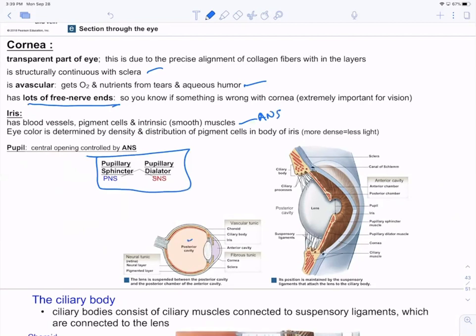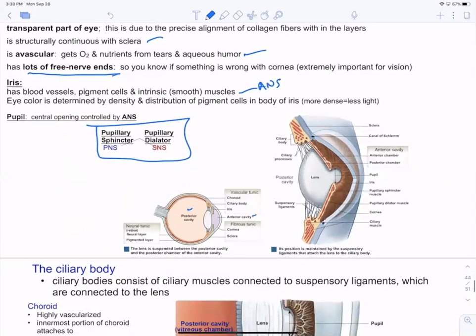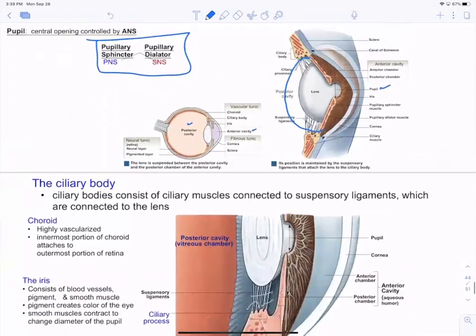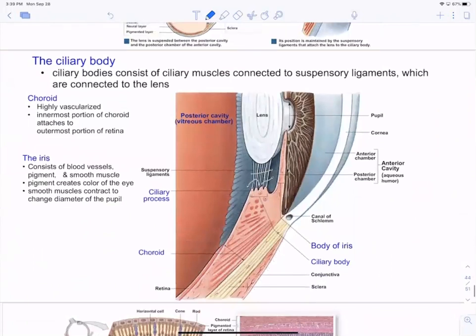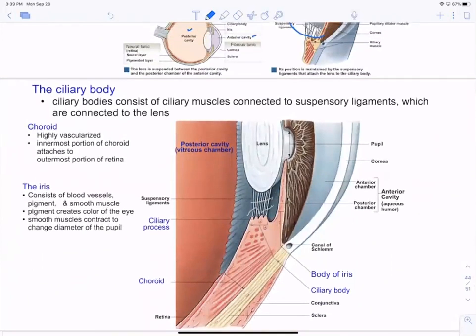Again, this kind of shows posterior and anterior cavity and the different parts there. And again, pupil. I want to bring up the fact that the ciliary body, the iris, the pupillary dilators and constrictors go all the way around the lens. So the ciliary body completely surrounds the lens and are the muscles that change the shape of the lens. So the ciliary body are muscles, and they're connected to the lens with suspensory ligaments, and they go all the way around the lens, and they can change the shape of the lens to bend light more or less.